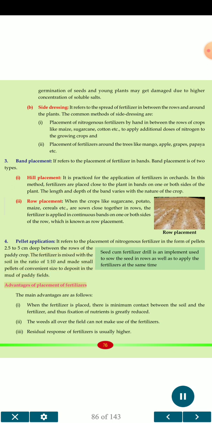Advantages of placement of fertilizer. The main advantages are as follows. 1. When the fertilizer is placed, there is minimum contact between the soil and the fertilizer, and thus fixation of nutrients is greatly reduced. 2. The weeds all over the field cannot make use of the fertilizer. 3. Residual response of fertilizer is usually higher.